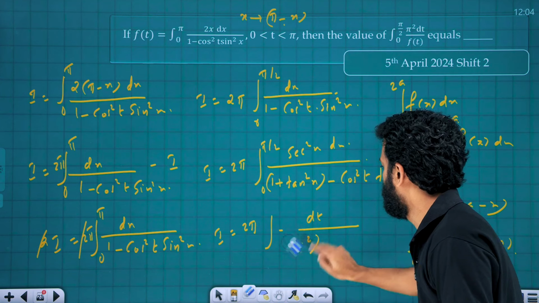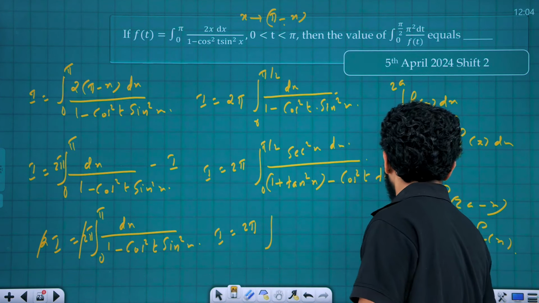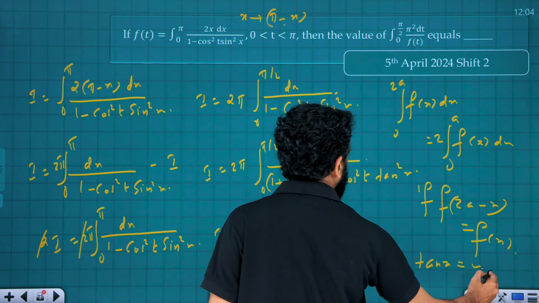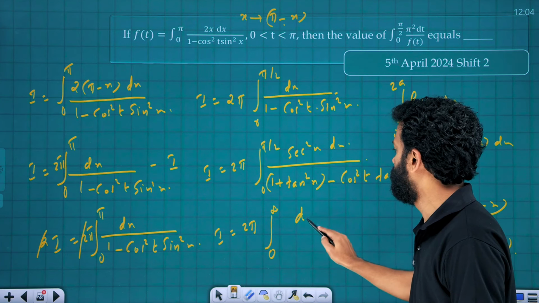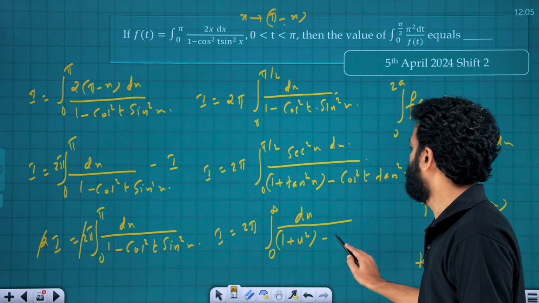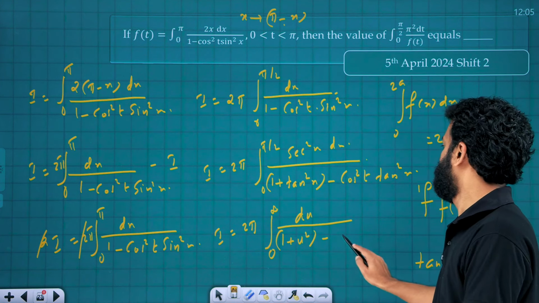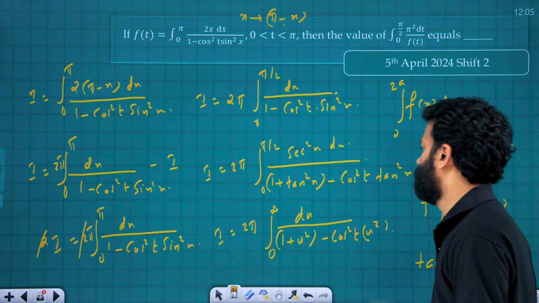Sorry about that. T we cannot use. Already t is used here. Therefore, we can put tan x is equal to u. It will be 0 to infinity. This will be sec square u du, that is divided by 1 plus u square minus cos square t into u square. Okay, done. That's all.